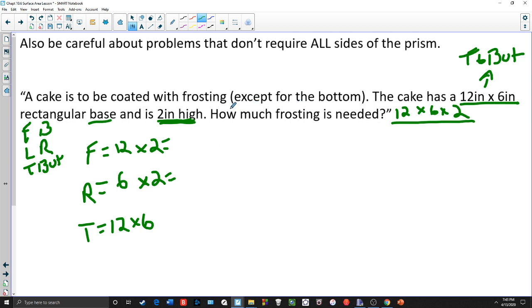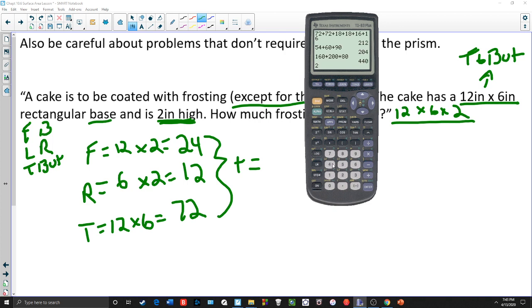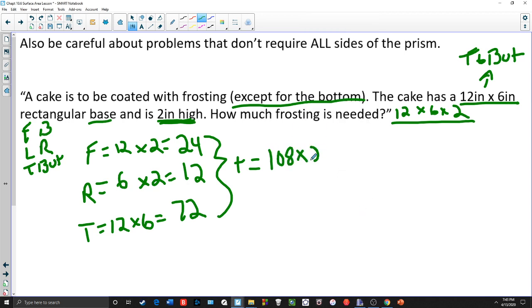Now, because I'm excluding the bottom, I'm going to have to modify my approach a little bit. So 12 times 2 is 24, 6 times 2 is 12, and then 12 times 6 is 72. Now, normally I would add and then multiply by 2, but let me do it this way. This might make more sense. So I'm going to add, and then some of you might see where this is going, but let me just go through it. So 24 plus 12 plus 72. Let's see where this goes. So that's 108, times 2, and that gets me 216 inches squared.